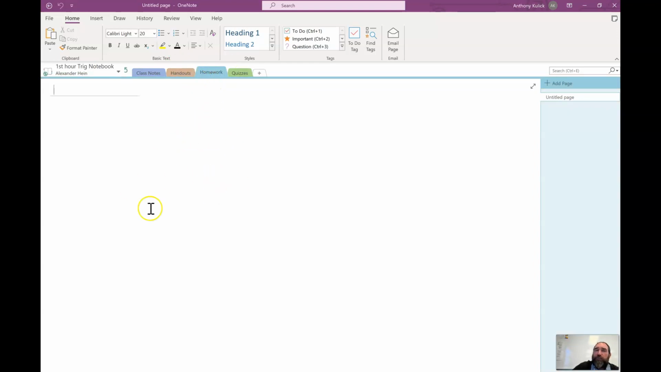The homework section is where they'll actually do their homework assignments or put a scanned image of their homework assignment if they're choosing to do it by hand on paper. And then a section for quizzes or tests or pass-back items.